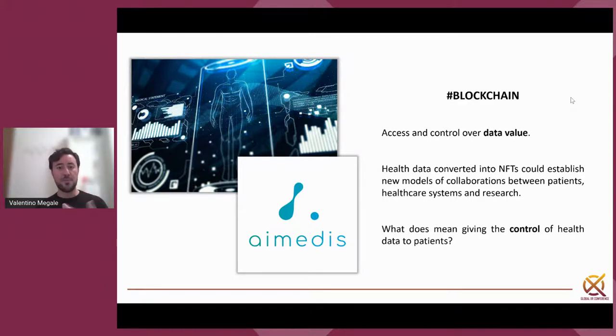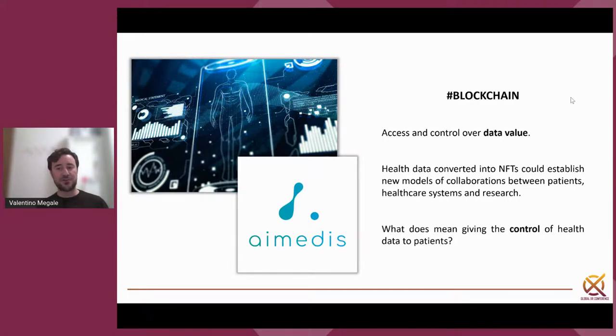Another technology that will merge with virtual reality will also be the blockchain, especially with the goal to help patients have more control over their data. There is one very interesting company building the hospital of the future, a hospital in the metaverse. They are working with the blockchain to allow patients to convert their health data into NFTs that can be sold, for instance, or transacted with research facilities.